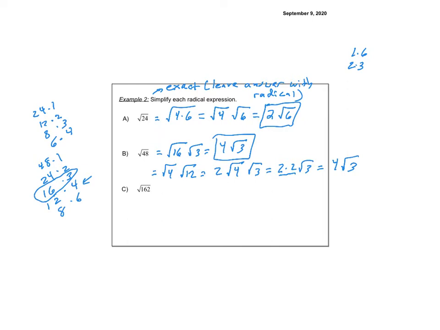All right, the square root of 162. So again, think about numbers that go into 162. So I just start doing that. I go 162 divided by 2, oh, that comes out to be 81. I can find the square root of 81, so I'm going to break this down as the square root of 81 and the square root of 2. The square root of 81 is 9, and I'm left with the square root of 2.